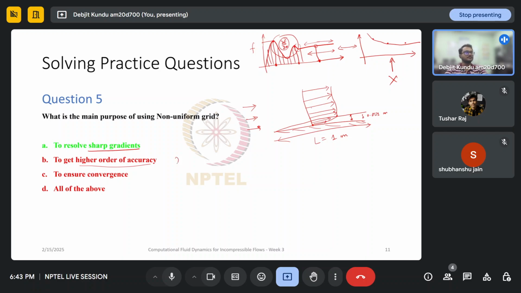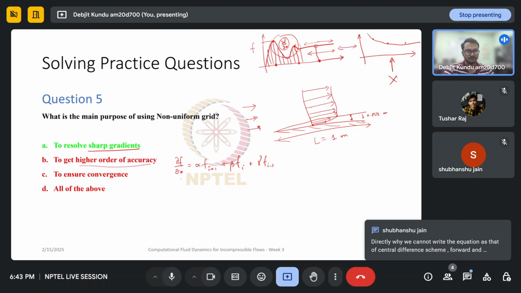Those are just numbers. Let's say I'm trying to find dou f dou x, and I say alpha f i plus 1, beta f i plus gamma f i minus 1. I'm just fixing that I will use 3 points, and there will be some coefficients alpha, beta, gamma associated with the values at those 3 points. To find the exact numbers, we need to do some math, so for that we can use the Taylor series expansion and so on.